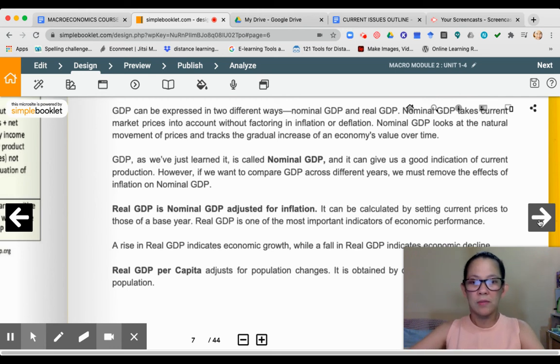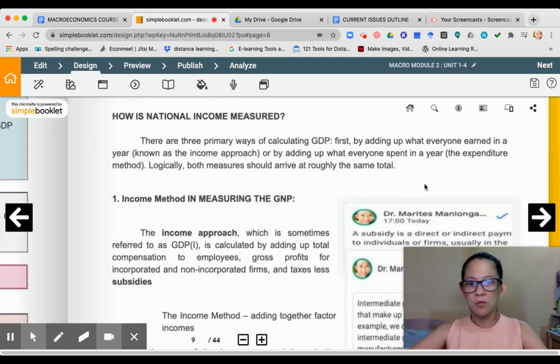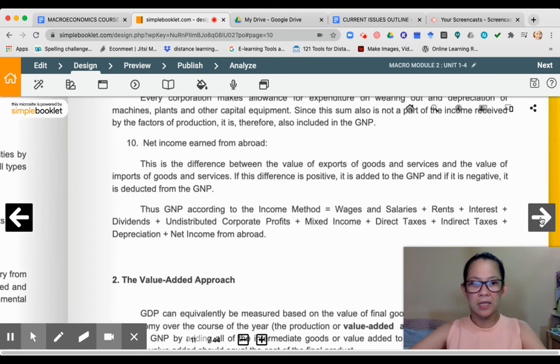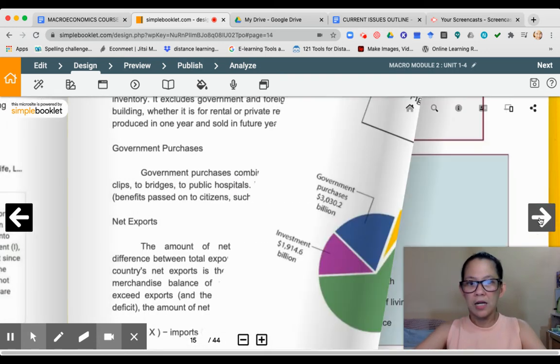And there are also definitions in the end that you need to understand and analyze, so that you'll be able to use these concepts in critiquing national policies or policy implications. So here would be the three different ways of measuring national income. And at the end of this lesson, you should be able to differentiate one from the other.